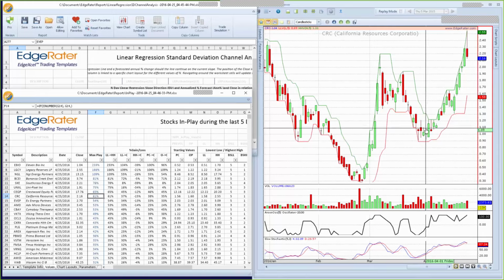So if you'd gotten in on that buy stop there, you're in somewhere around $1.10. Currently, it's trading around $2.16, I think it is. So it's up almost twice what you paid for it.